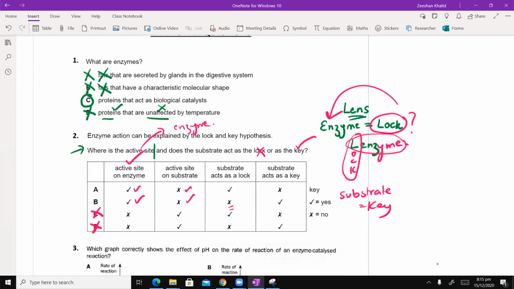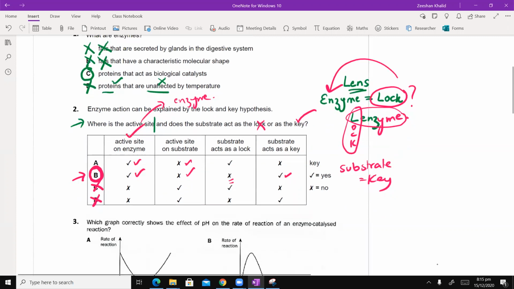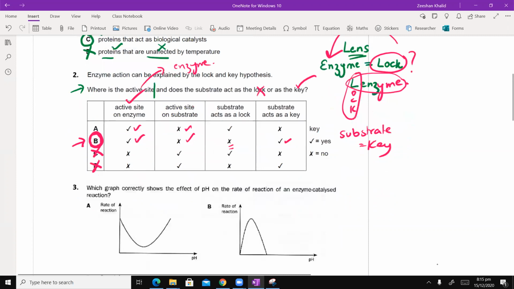And substrate acts as a key? Yes, it does. That is correct. So what's the correct option? B is the correct option. Okay. Everybody understands this? Yep. Okay, great. Let's move ahead, children.